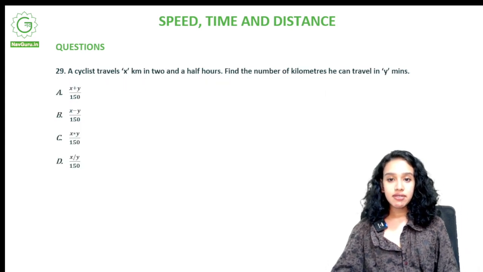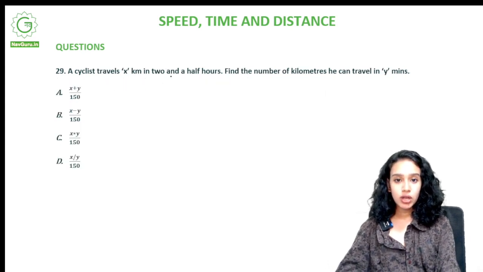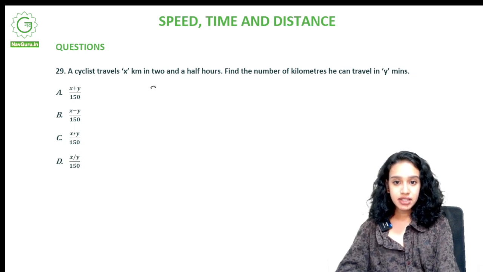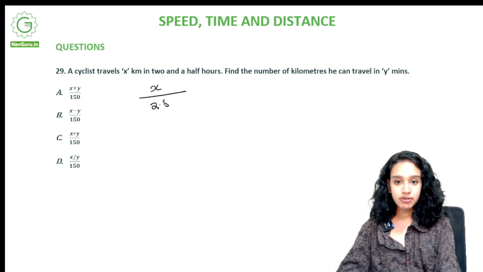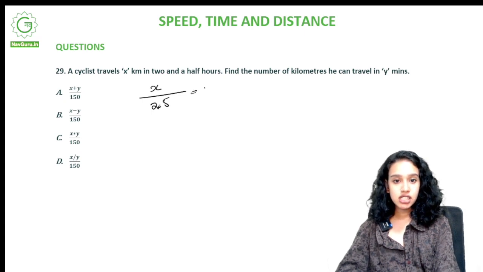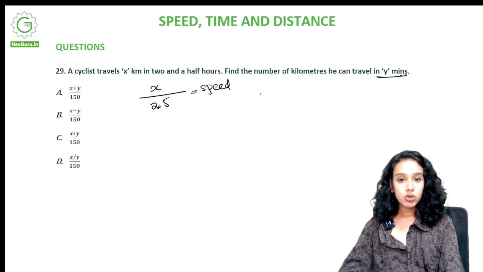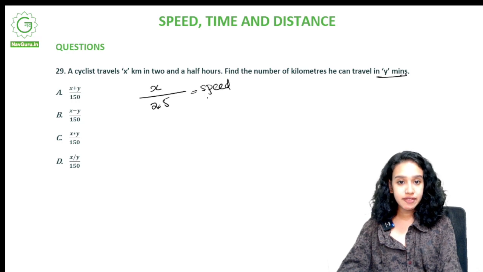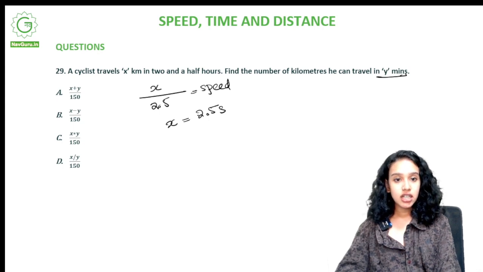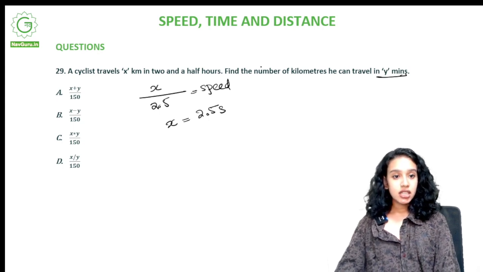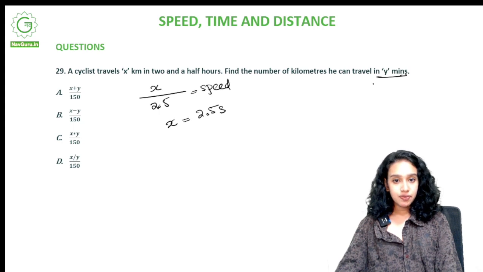Now moving on to the next question. A cyclist travels X kilometers in 2.5 hours. So he travels X kilometers in 2.5 hours, right? So X by 2.5 is the speed of the cyclist. Find the number of kilometers he can travel in Y minutes.